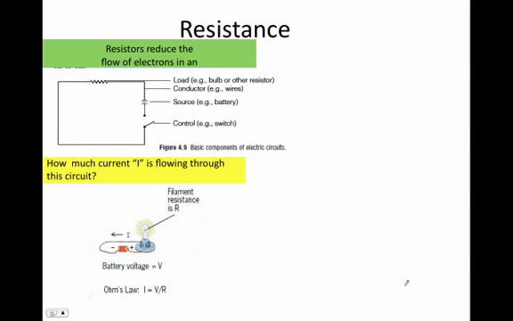Next, I want to talk about resistance. Resistance basically slows down the flow of electrons. It can be any device that slows down the flow of electrons. So that can be a load, like a bulb, or we can buy resistors to do that. And resistors look like this.